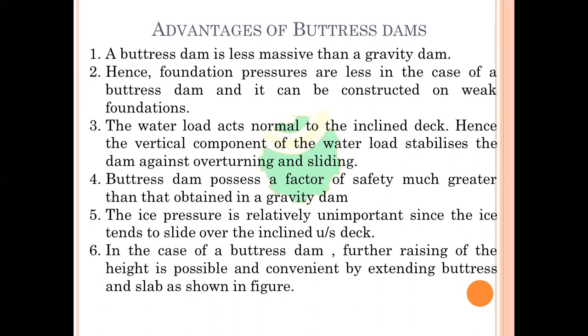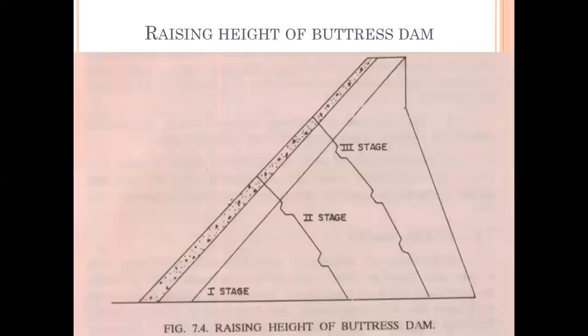The ice pressure is relatively unimportant since the ice tends to slide over the inclined upstream deck. In the case of a buttress dam, further raising of the height is possible and convenient by extending buttress and slab as shown in figure. So these are the buttress heights. So stage 1 height, stage 2 height, stage 3 height.